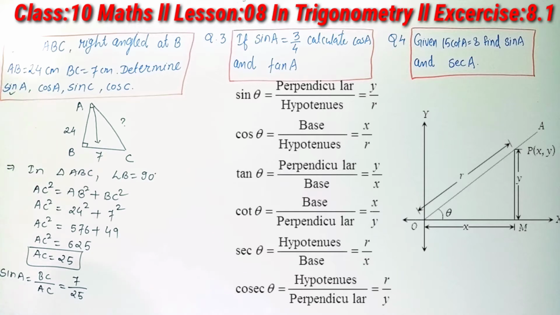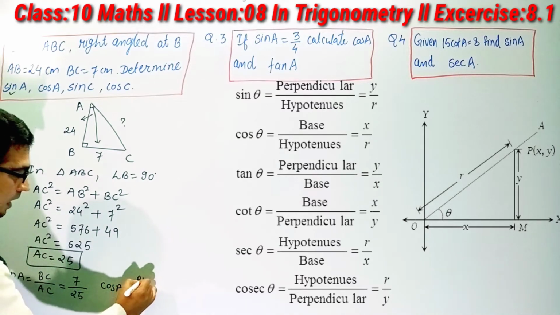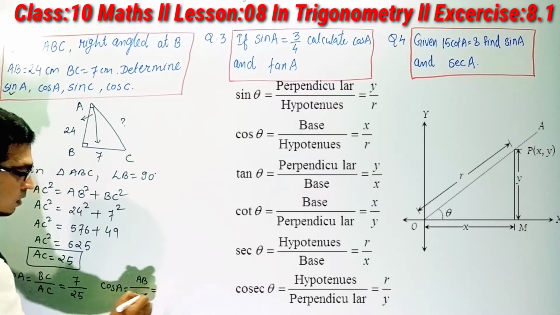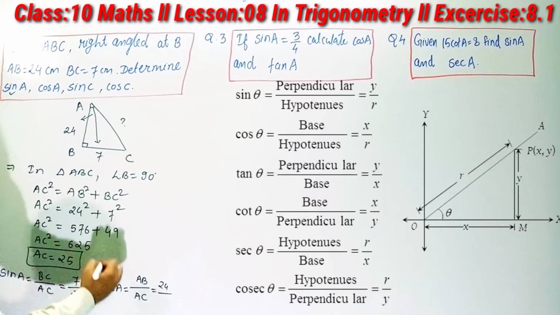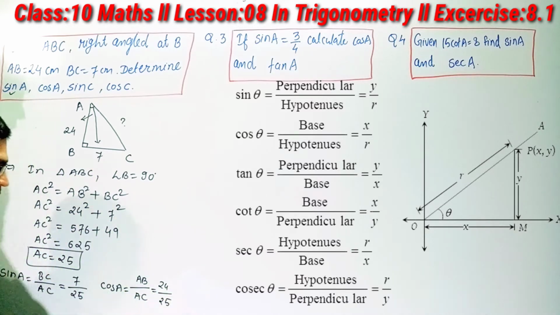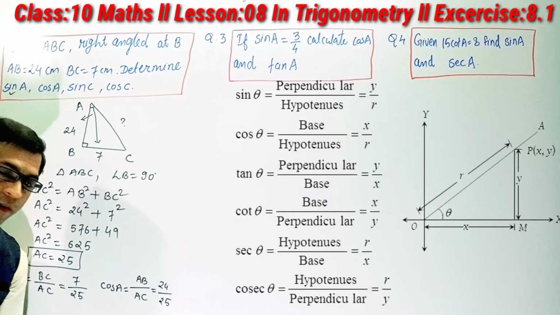Now we want to find out cos A. So what about cos A? Cos A is base by hypotenuse, or adjacent side by hypotenuse. So what will be the adjacent side for angle A? The adjacent side will be AB and the hypotenuse will be AC. So we can write AB upon AC, right? The value of AB is 24 and the value of AC is 25. So the value of cos A is 24 divided by 25.